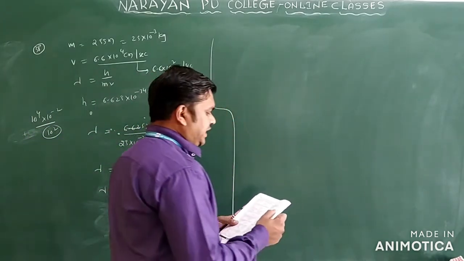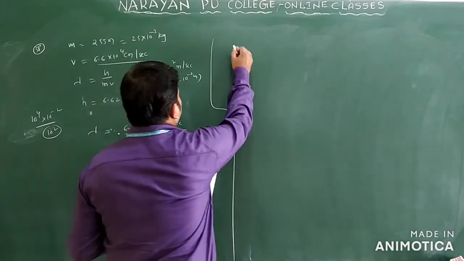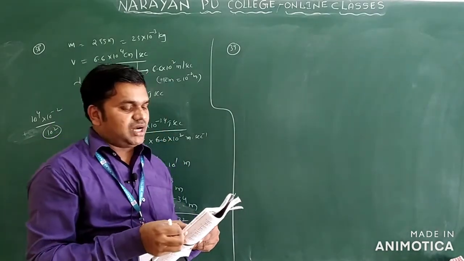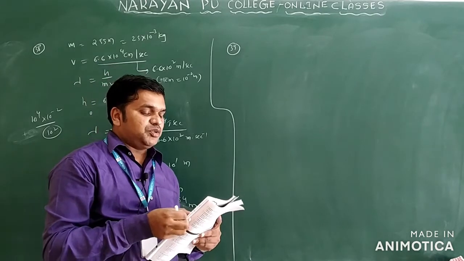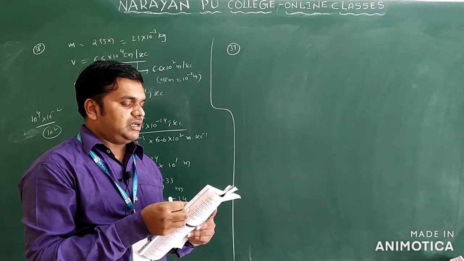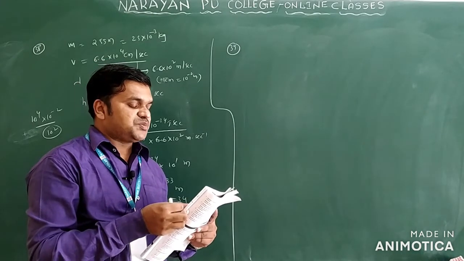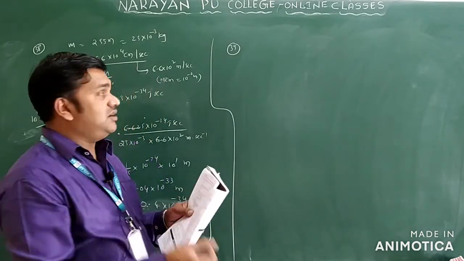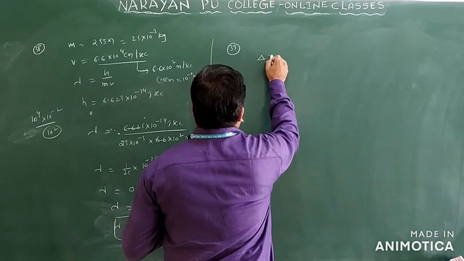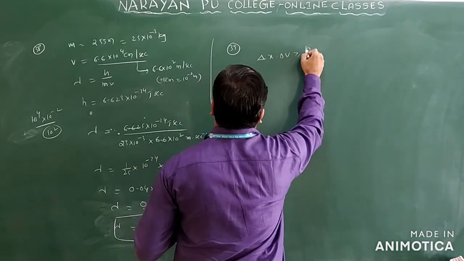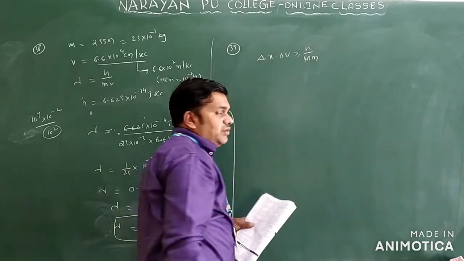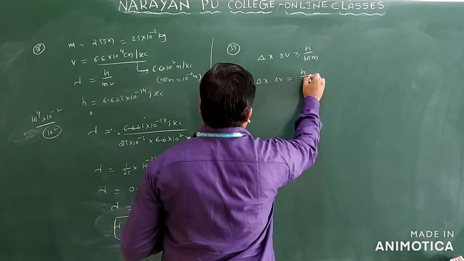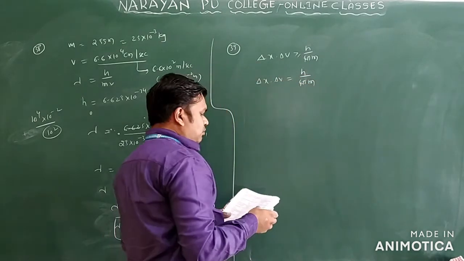Now you can see the next question we have, that is question number 39. Calculate the uncertainty in the velocity of a cricket ball of mass 150 grams, if the uncertainty in the position is of the order of 1 angstrom. h is given as 6.6 into 10 power minus 34 kilogram meter square per second. First, you get the formula delta x into delta v greater than or equal to h by 4 pi m. This is the formula we have. From this, I will write delta x into delta v is equal to h by 4 pi into m only.